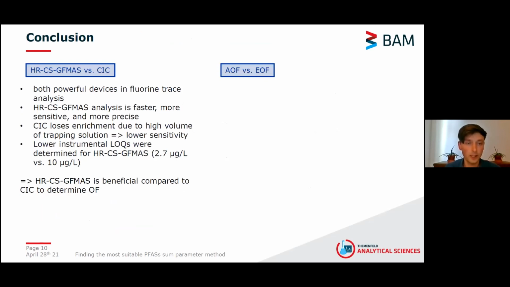If we have a look at the instrumental setups, we can state that both are powerful devices for fluorine trace analysis, but the GFMAS analysis is faster and more precise. We have lower standard deviations. Also, it is more sensitive. So we have an LOQ which is 3 times lower.